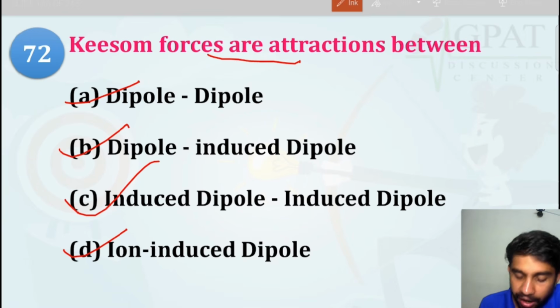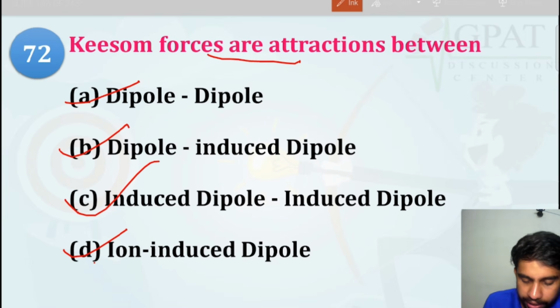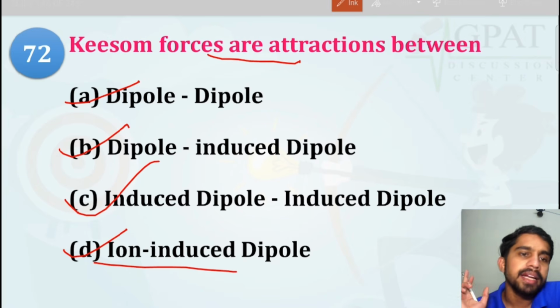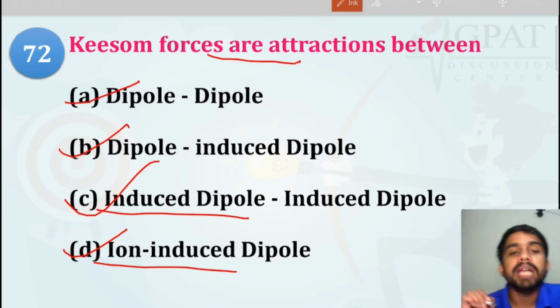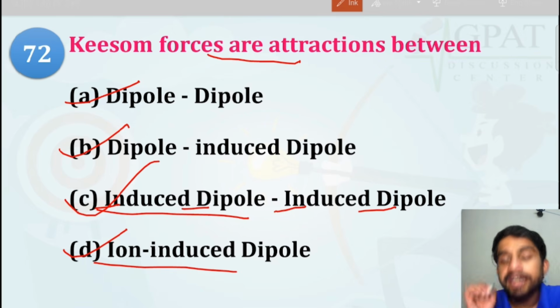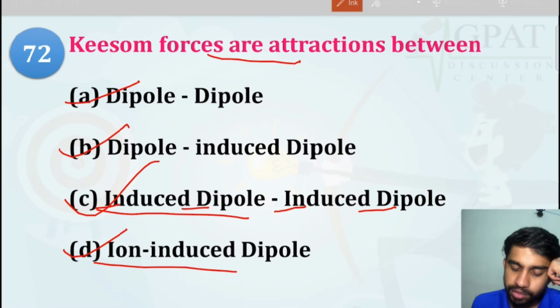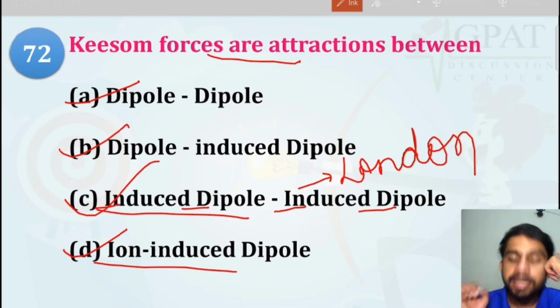Ion induced dipole is a separate electrostatic interaction. And if we talk about induced dipole, that is ID. When we go to any foreign country, they want your ID passport. So that ID is your London forces.